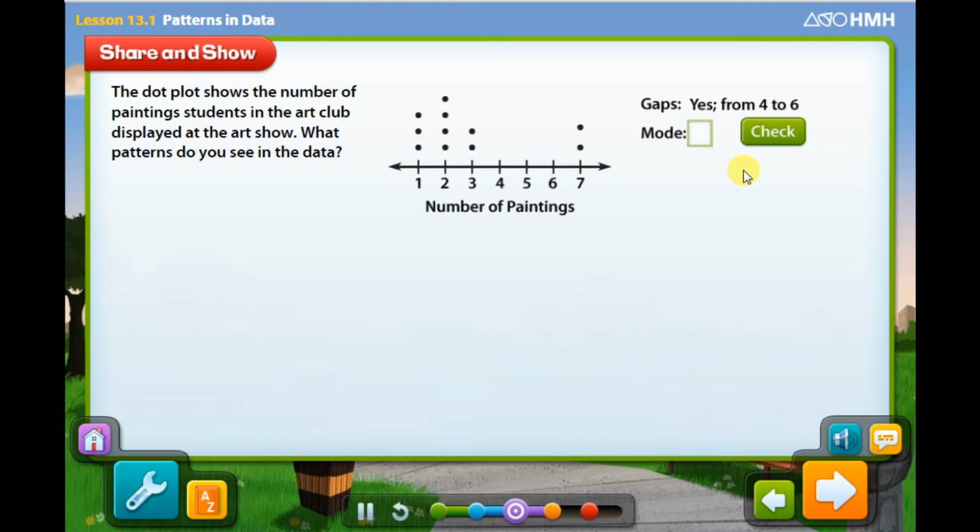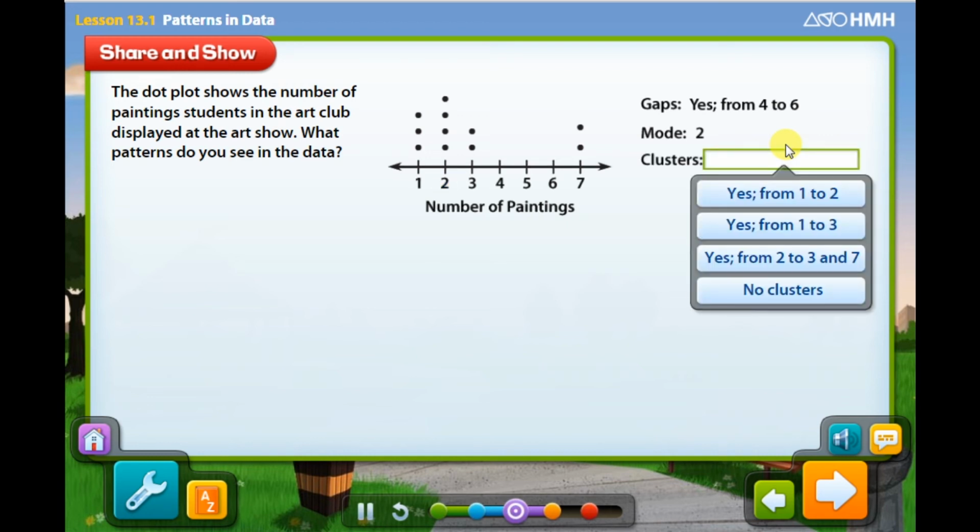Now, what's the mode of the data? The mode is the data that most often happens, which has the highest column in this dot plot graph, which is 2. That's correct. The highest column shows that the mode of the data is 2.